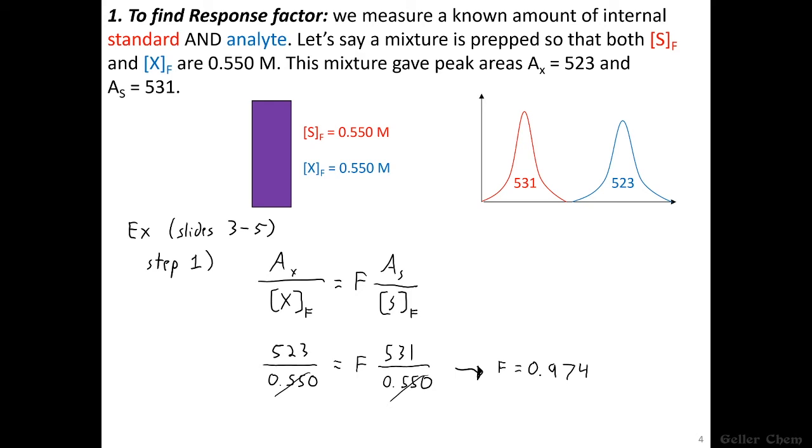As I said when we first covered the response factor, it's important that you not only understand the math, but you also understand the meaning of F. So, in this case, what that number means is, given equal concentrations of X and S, the signal for X will be 97.4% as large as S. So let's write that. Given equal concentrations of X and S, the signal for X will be 97.4% as large as S.